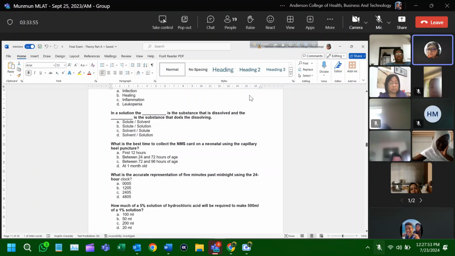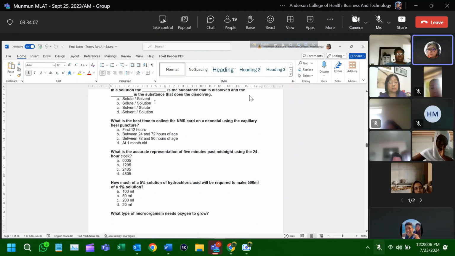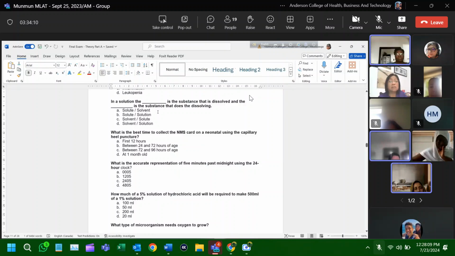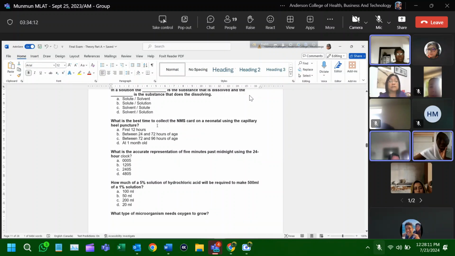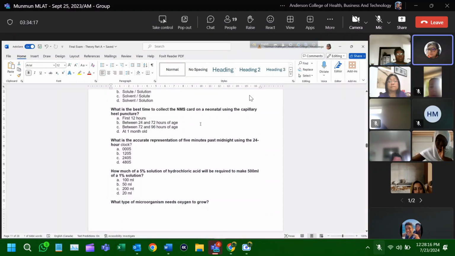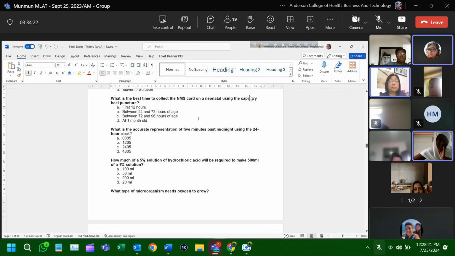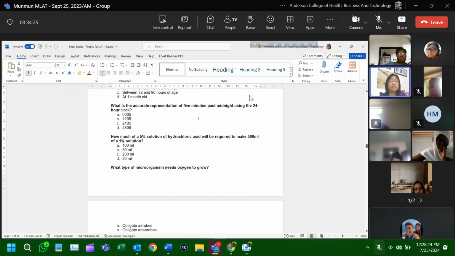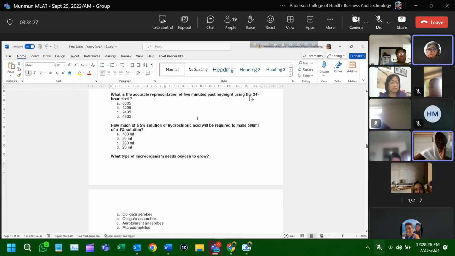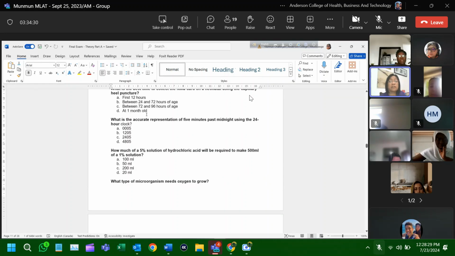So it says in the solution, which is the solute and which is the solvent? Solvent is the water, the dissolving one. Okay, so that is A. Solute in solvent. And then what is the best time to collect an NMS sample on a neonate using a capillary heel puncture? 24 to 48, but it says 24 to 72. Yeah, B. Supposed to be 48 hours. That's right, but it's a range.